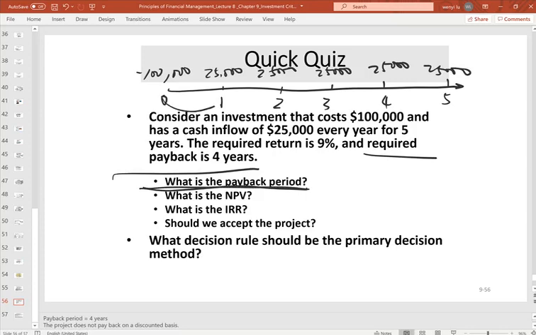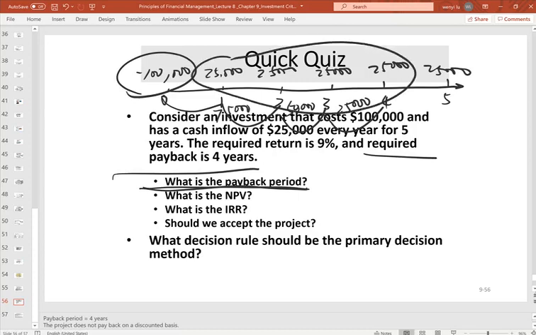After 1 year, 75,000 is left. After 2 years, 50,000 left. After the 3rd year, 25,000 left. After the 4th year, all the initial costs will be recovered. 25,000 times 4 equals what? $100,000. So 4 years will be your payback period.